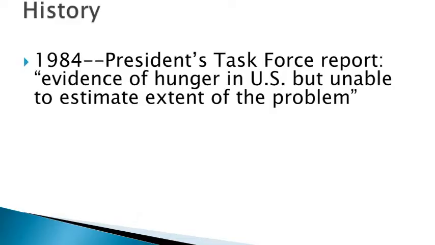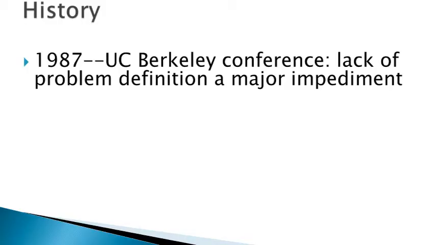Well, back in the 80s, under President Reagan, the task force had a report that said that they thought there was hunger in the United States, but we were not able to estimate the extent of the problem. And this was back in the 80s. So if you can't tell how much it's affecting you, then it's not going to be of political urgency because you can't define it. In the late 80s, a conference at Berkeley made a conclusion.